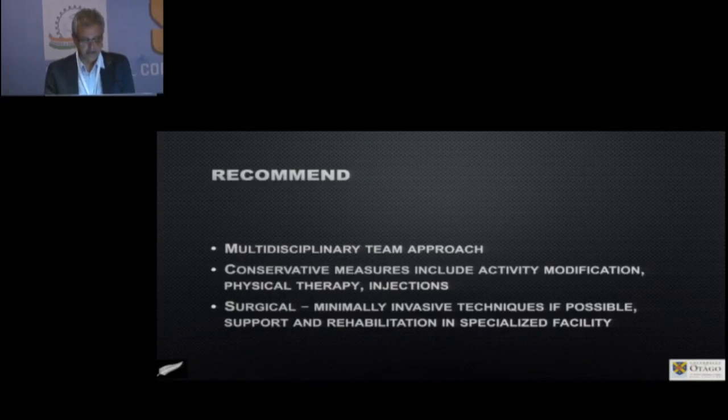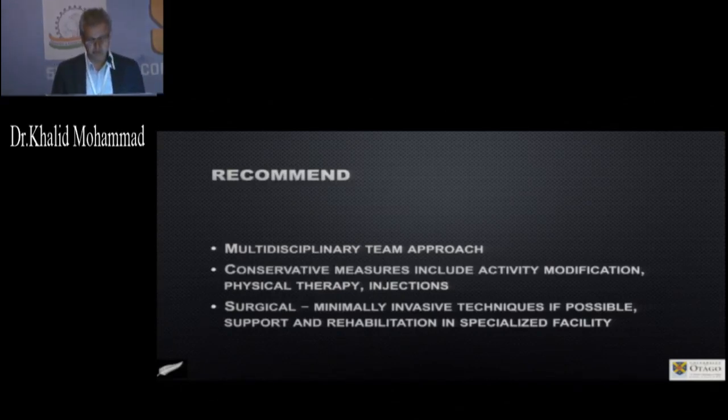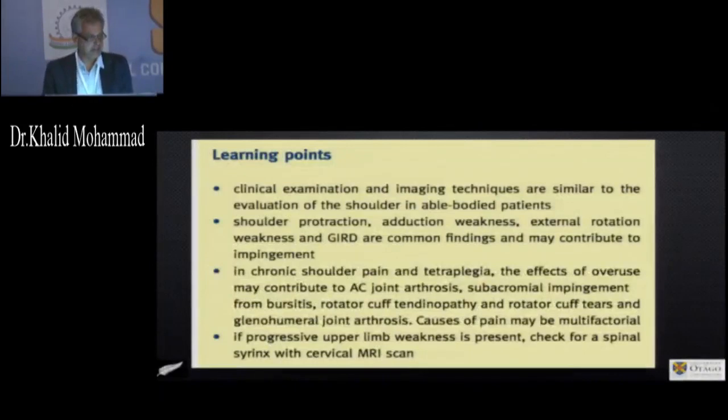Conservative measures include activity modification, physical therapy, injections. Surgery, I would advocate minimally invasive techniques where possible, and rehabilitation in a specialised facility. Some of the main things to really think about: the clinical examination and imaging techniques are similar to the evaluation of the shoulder in able-bodied patients. Shoulder protraction, adduction weakness, external rotation weakness, and an internal rotation deficit are common findings and may contribute to impingement.